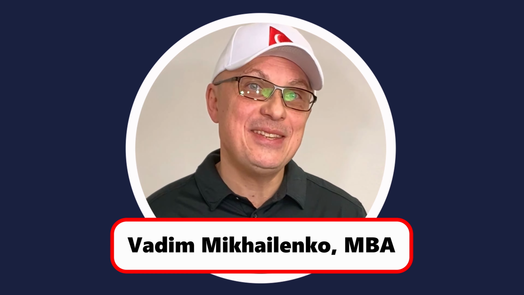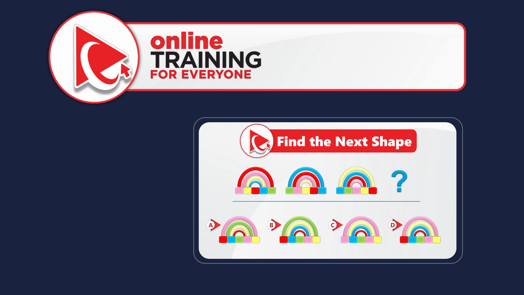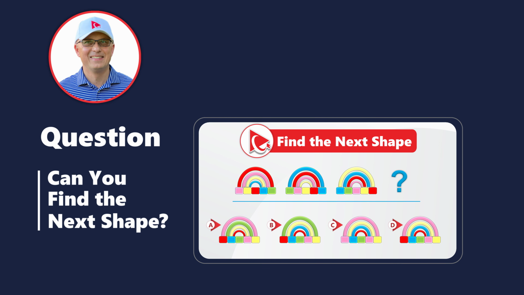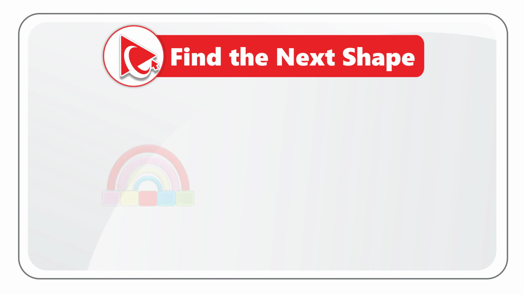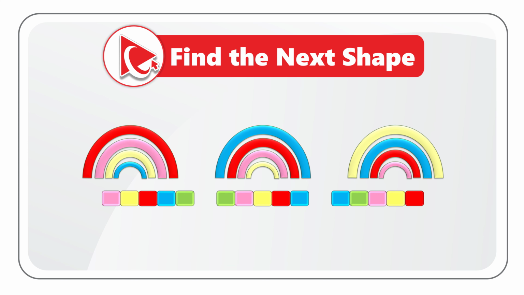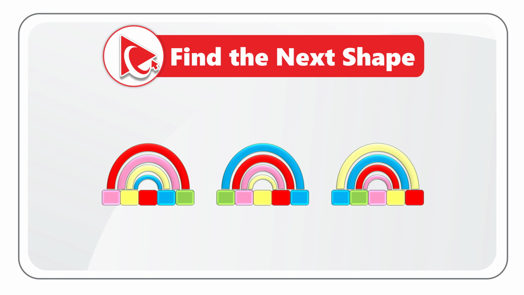And now let's continue and get you ready for the test. Here's a very unusual question, which tests your analytical skills, pattern recognition skills, as well as spatial reasoning. You're presented with three very unusual shapes. You have a rainbow consisting of 4 sections on the top and then 5 squares at the bottom of this shape. Each shape has a unique set of different colors.